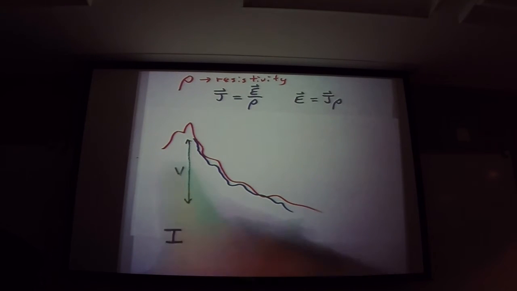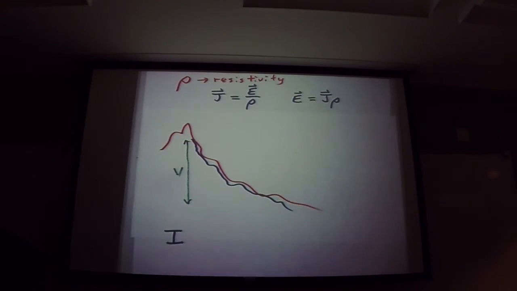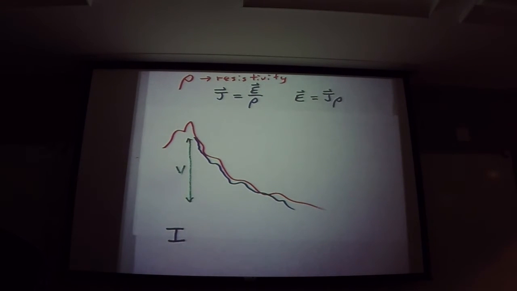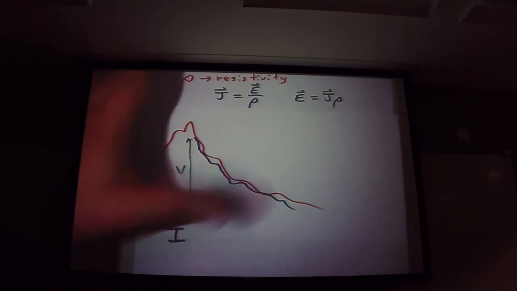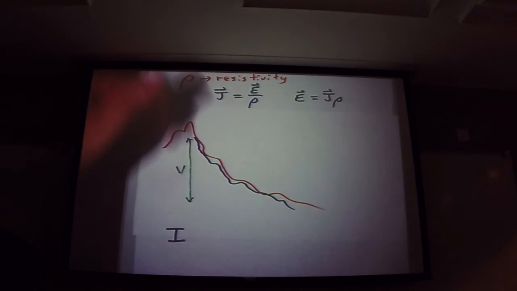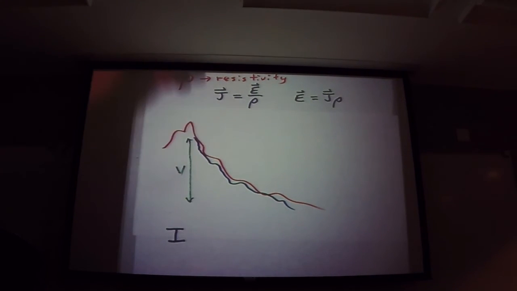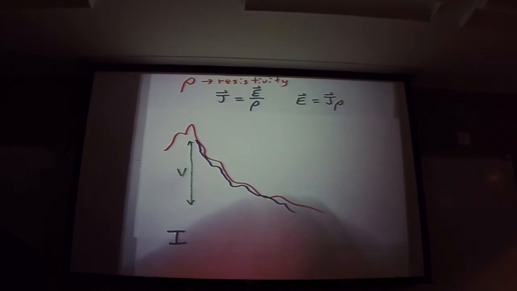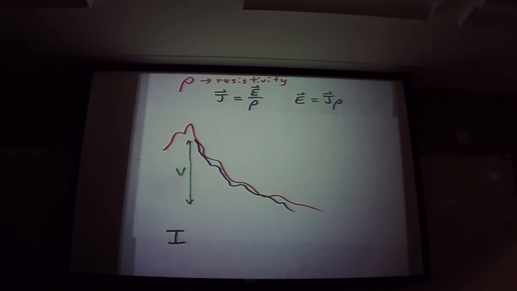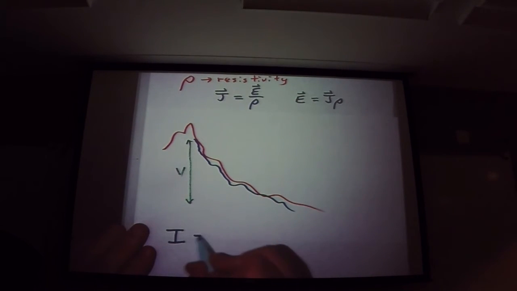And that's going to push current. So the question is, if I increase the voltage, will I get more current or less current? More. Well, if I increase the voltage, I'm making the mountain higher, so this becomes steeper. Is the water going to flow faster or slower? Faster, which means I get more current. So voltage is going to go in the numerator.